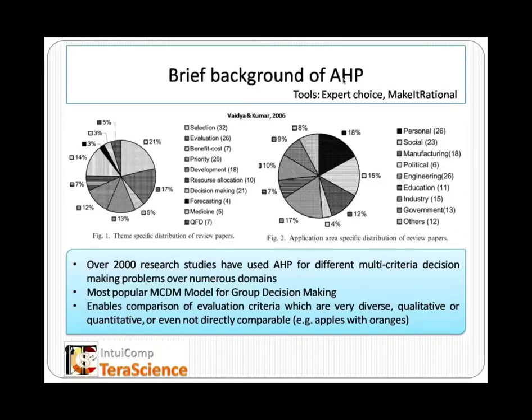So application of AHP in manufacturing can have all of these themes: selection in manufacturing, evaluation in manufacturing, benefit cost, priority, development in manufacturing. All of these things can be done for a particular application. So there is an extensive amount of research and work which has been done in AHP over the past couple of years. So this makes it a very important decision-making algorithm or approach.